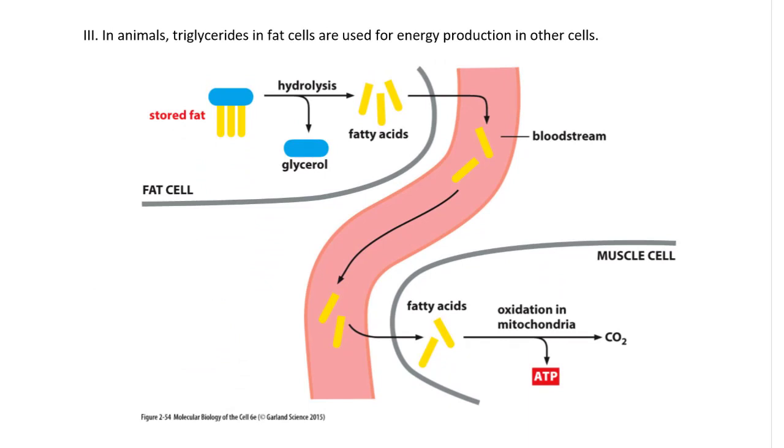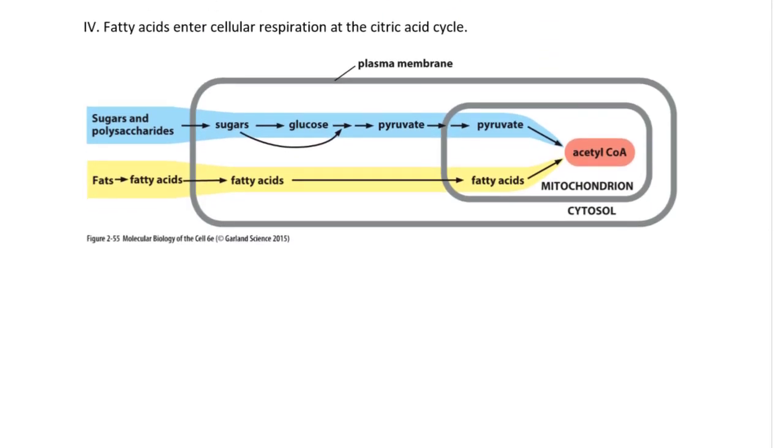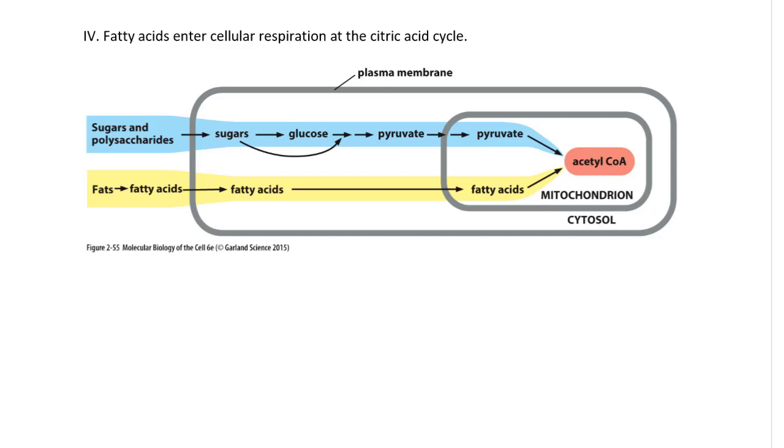So in fat cells, the stored triglycerides are hydrolyzed, and then the fatty acids, right here, enter the bloodstream, and then they go to cells that actually need them. And once they get into that cell, they enter cellular respiration and are used to produce ATP. Now, the thing about fatty acids is that they enter cellular respiration at the citric acid cycle. They skip glycolysis.